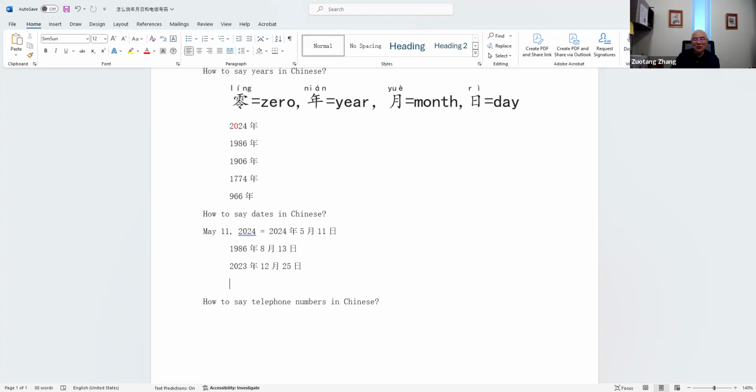If I type out 1957, that's 1, 9 is 9, 5 is 5, 7 is 7. 1957. And then 年, that's year. 1957年10月12日. So this is the combined way of writing it. You use the Arabic numbers and you use the Chinese characters.